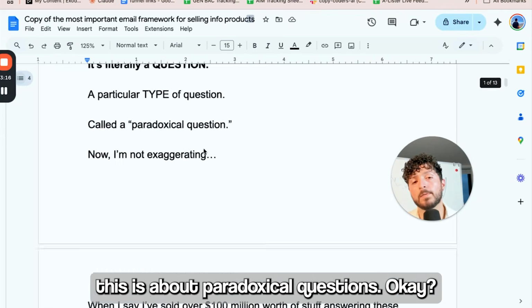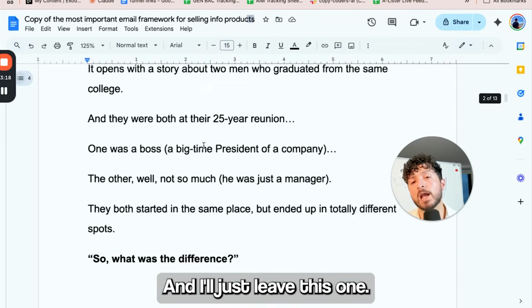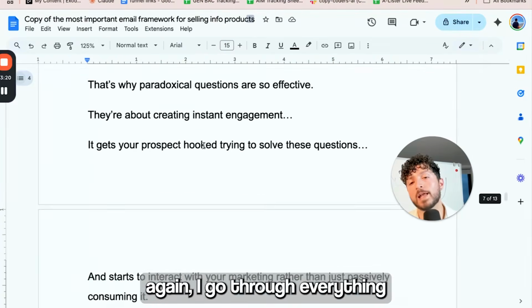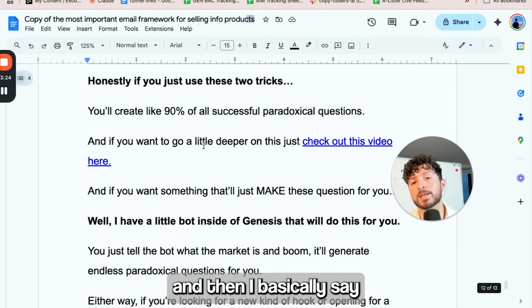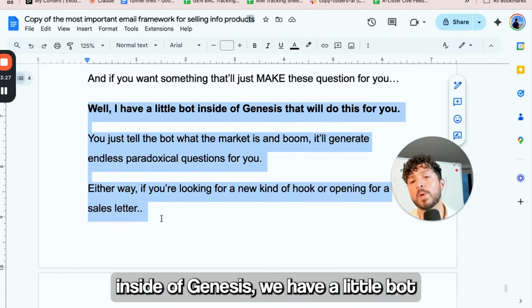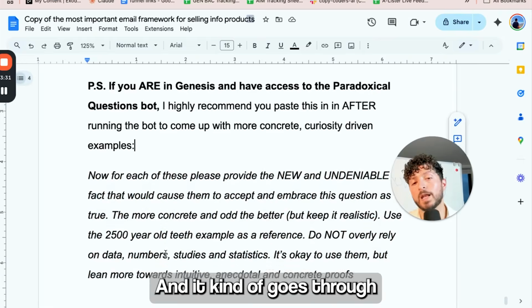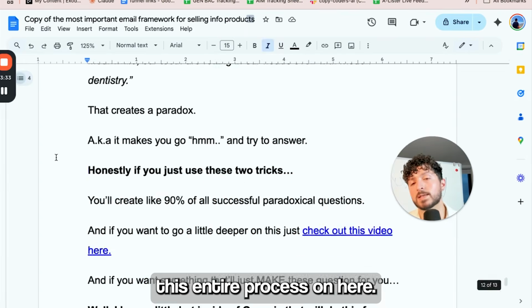Let's look at this example. This is about paradoxical questions. Okay. And I'll just leave this one. You can go ahead and read it. Again, I go through everything in paradoxical questions, why it's so important. And then I basically say, inside of Genesis, we have a little bot that will write it for you. Okay. Boom. And it kind of goes through this entire process on here.